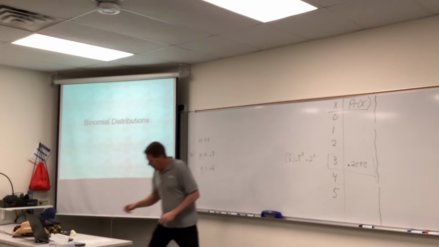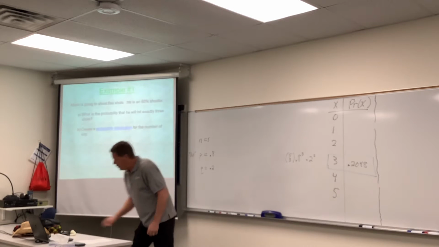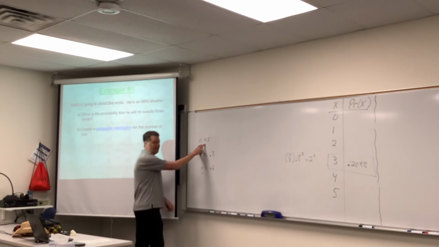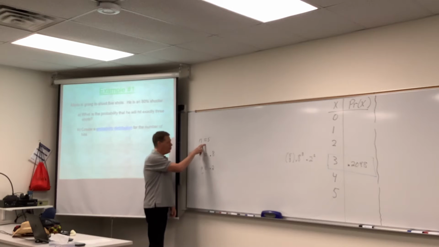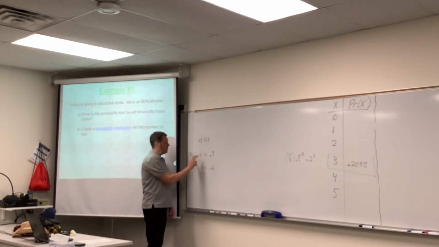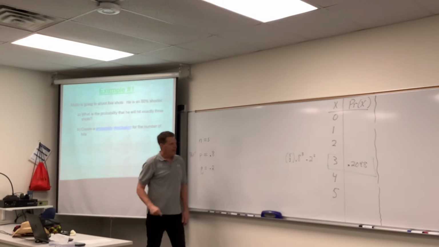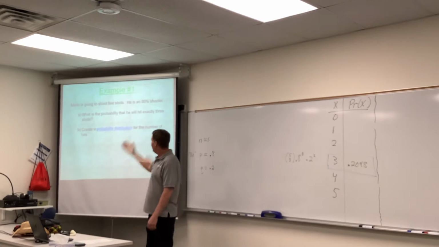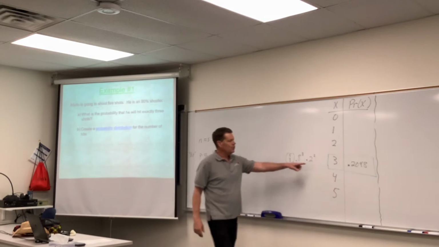In part A, we talked about a basketball player who's going to take 5 shots. That's N, the number of trials. He's an 80% shooter, so his probability of hitting a particular shot is 80%, that's P, and that makes failure, missing the shot, have a probability of 20%. The question in part A was the probability of hitting exactly 3 shots.